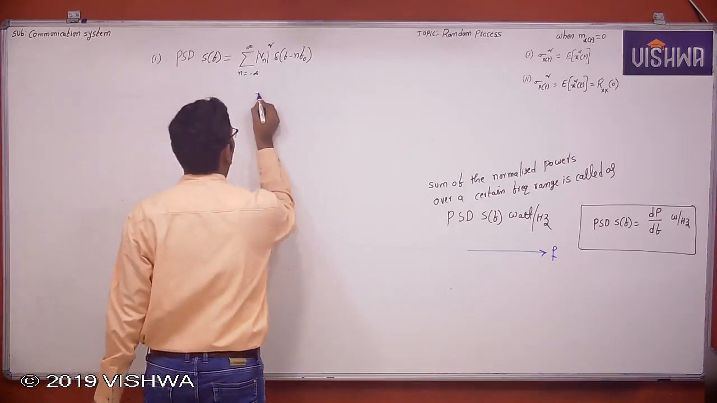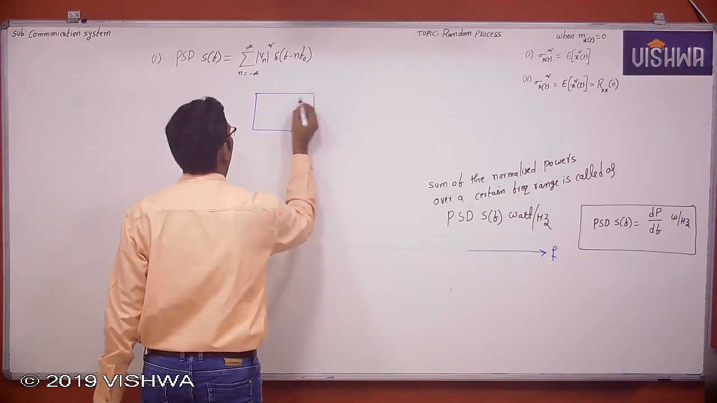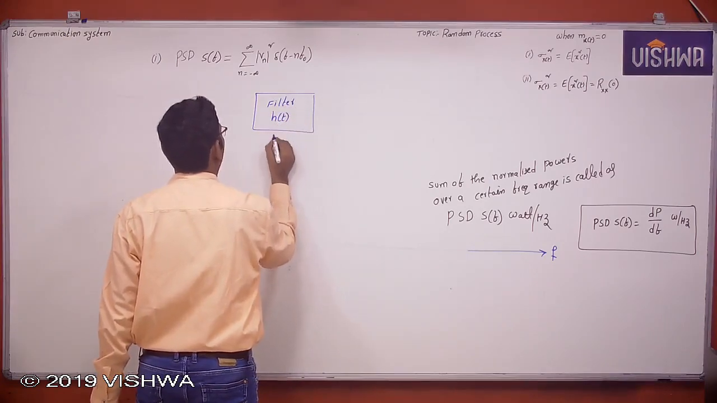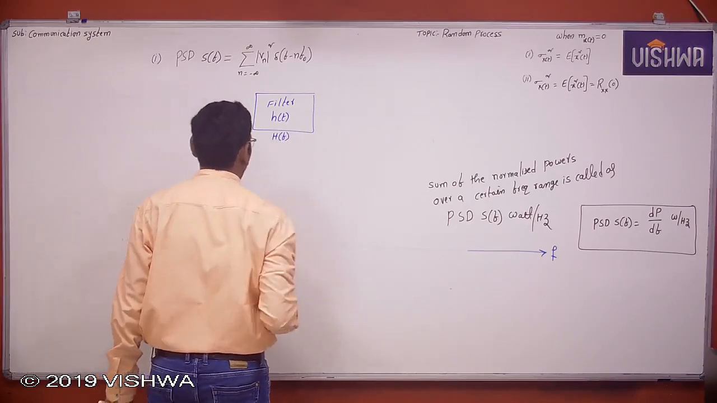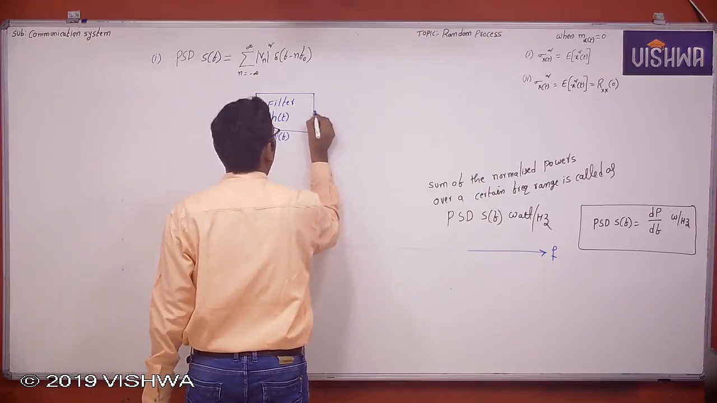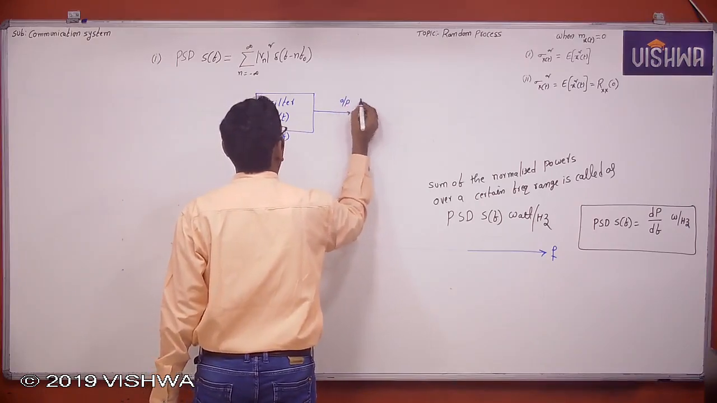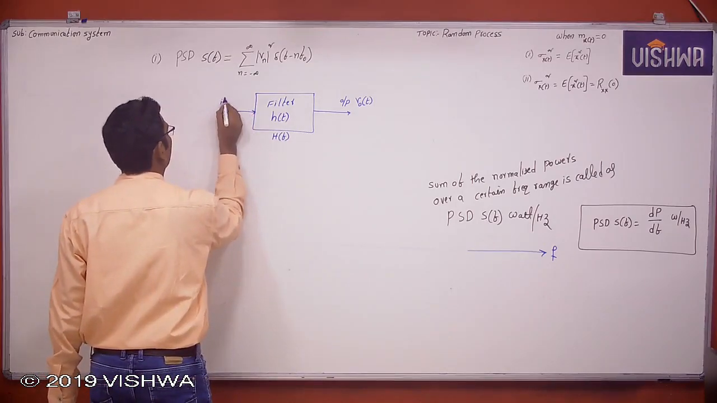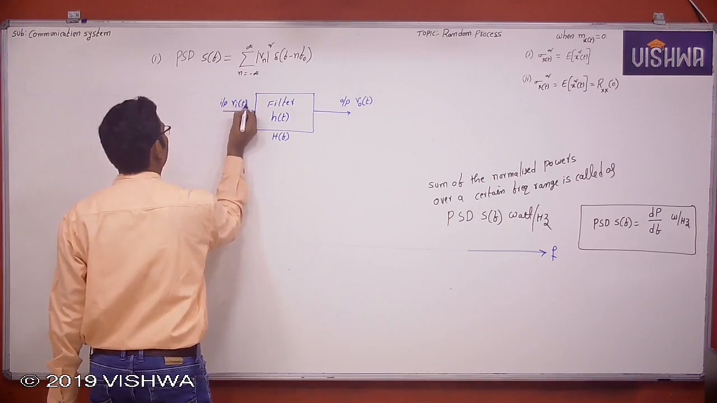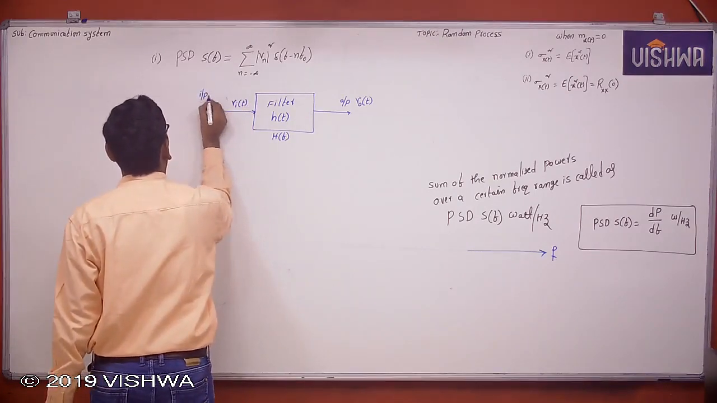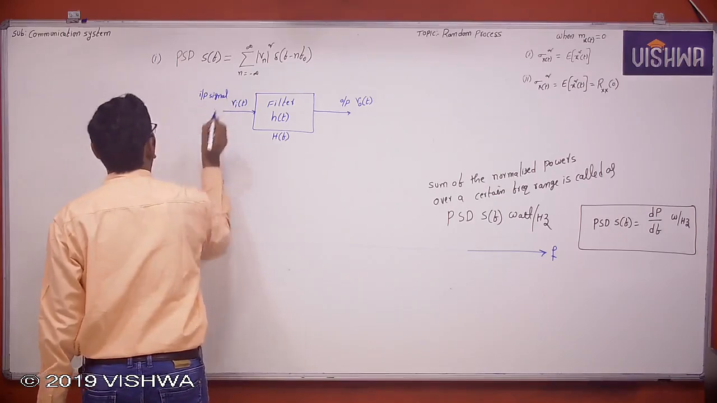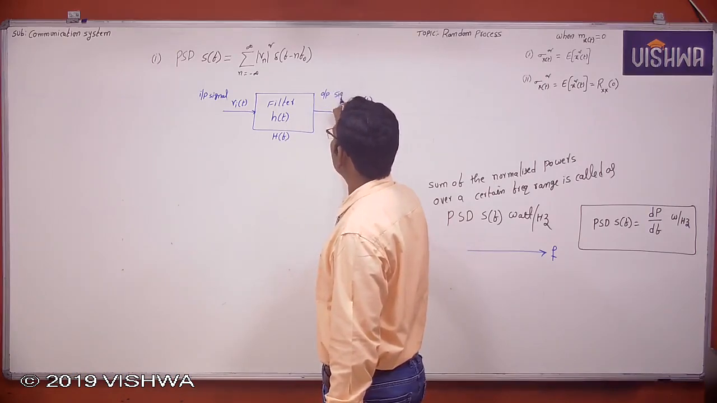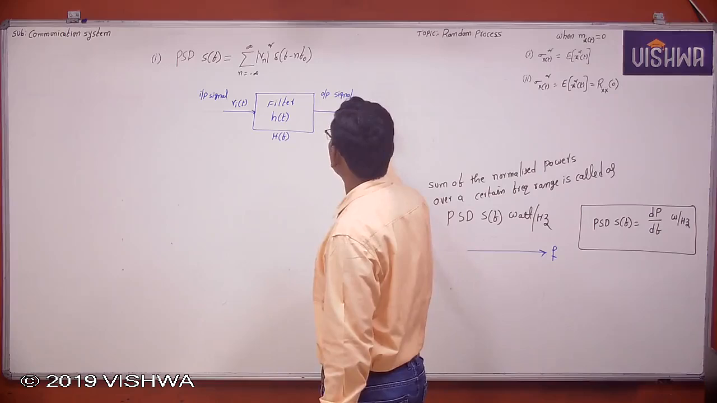Now let us take a filter whose impulse response is h of t and frequency response is H of f. This is the filter output signal V0 of t. The filter input signal is Vi of t. This is the input signal and this is the output signal.